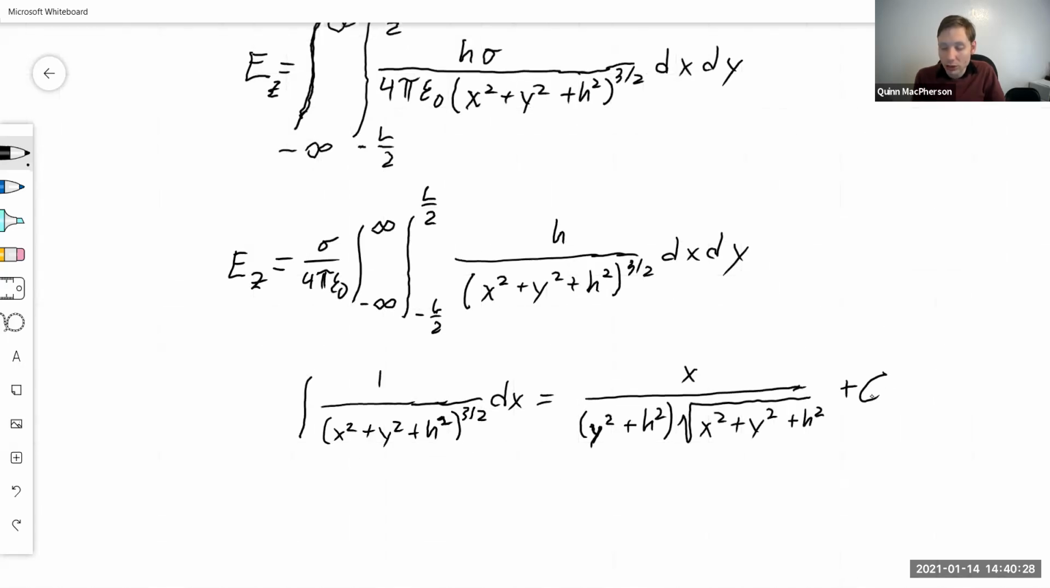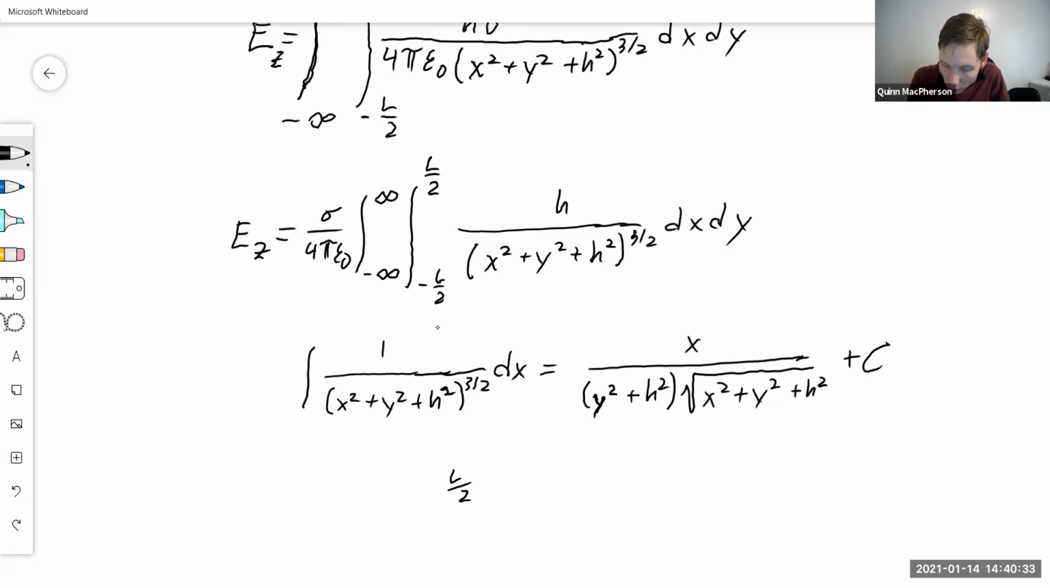The subtraction will cause the c to cancel, and I'll get L over 2 divided by a bunch of junk, minus a minus L over 2 divided by the same bunch of junk. And it'll be the same because when you square x, the negative goes away. So the denominator is the same. So when you plug in the two limits, the minus L over 2 and the L over 2 basically just add together because of the minus sign, which gives you L over all that junk.